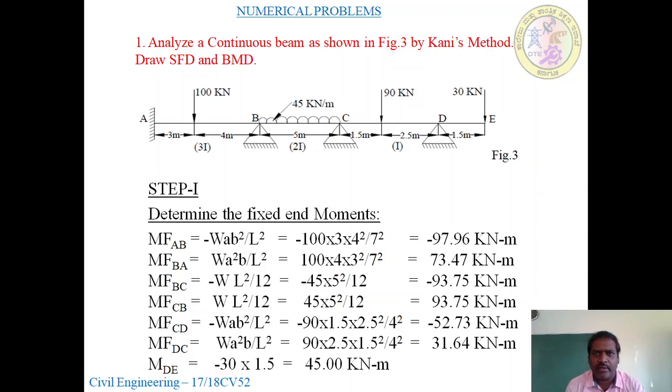In the first and second sessions, we considered the end supports to be simply supported or hinged supports. But now we're talking about the overhanging case. If the continuous beam has an overhang, what is the procedure and what is the difference in calculation? Step 1, again we have to determine the fixed end moments, and based on the type of the load, we calculate the fixed end moments.